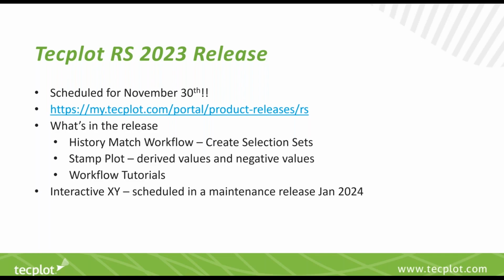A lot of the new features are going to be shown in this webinar, in this workflow. We have a new feature called History Match Workflow, where in that history match plot type, you can now create selection sets based on criteria sets. And I'll show you some of that. And then stamp plot, which has been a pretty powerful feature in RS, we now allow you to do derived variables and negative values, which again is very helpful for history match workflows.